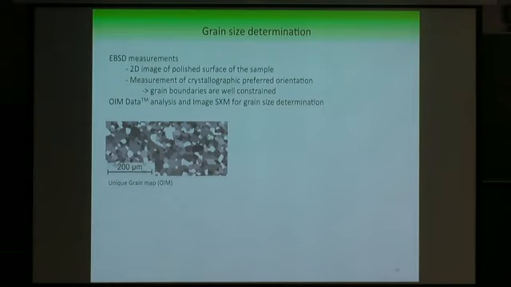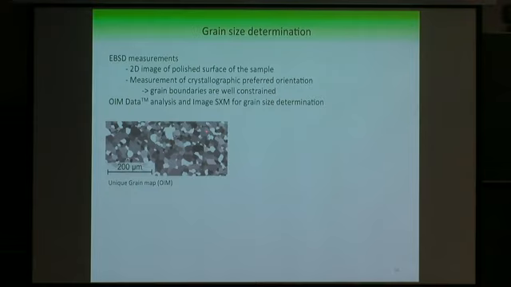So for the grain size determination, as I was saying, I did EBSD measurements with Jacques Pressigou and Luis Morales. I acquired 2D images of the polished surface of the sample, which measured the crystallographic preferred orientation. The grain boundaries are clearly visible with this kind of method. Then I used OEM data analysis and ImageSXM for grain size determination. I'm going to show you how I determine the grain sizes.